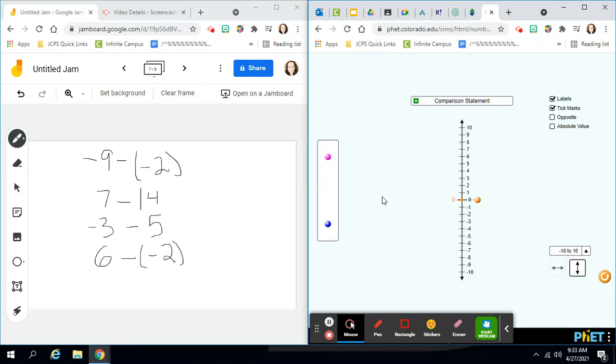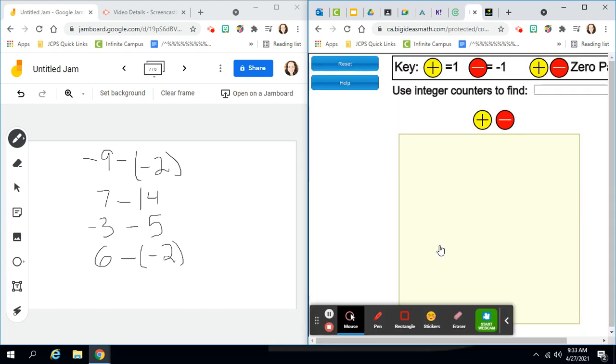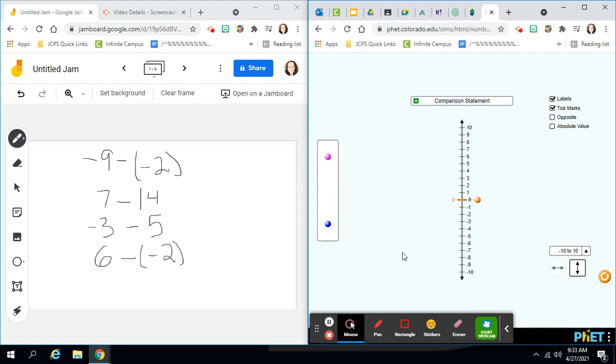Today we're going to be subtracting integers, and if you remember, integers are simply numbers that can be either positive or negative. So let's take a look at the first problem that we're going to do. We're going to start with -9, and we're going to subtract -2. We'll be using both a number line and an integer chip website to do this.